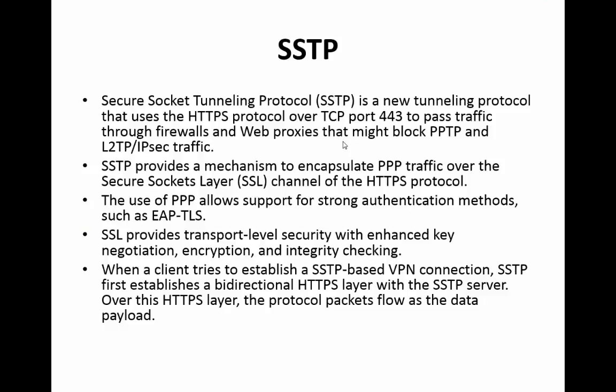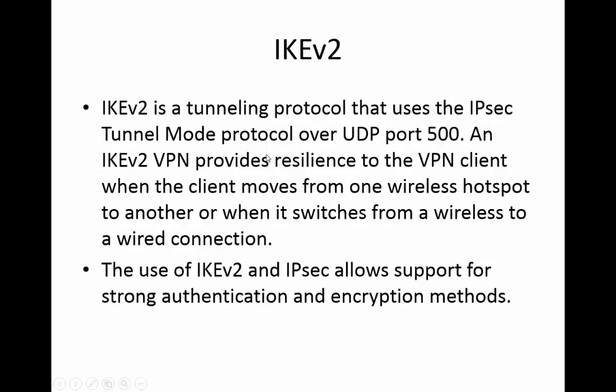So the main thing about SSTP is that it is certificate based. It is just using port 443, and it supports EAP-TLS as an authentication method. We're going to talk about that. When a client tries to establish an SSTP-based VPN connection, SSTP first establishes a bidirectional HTTPS layer with the SSTP server. So both networks have to support SSL, and both networks should have port 443 open, and then it will connect both networks together, right? So the main thing is that it uses a certificate.